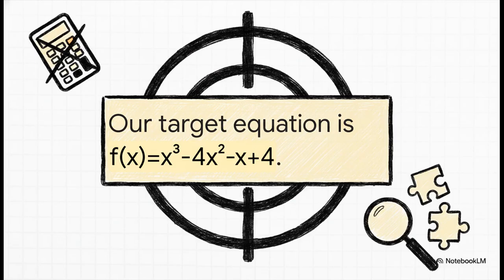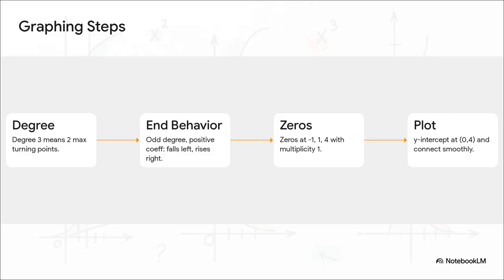It's one thing to look at abstract rules on a checklist, but it is another entirely to apply our toolkit to an actual complex polynomial. So here's our target, f of x equals x cubed minus 4x squared minus x plus 4. Now the crucial point here is, do not panic. Seriously, do not reach for that calculator. We're just going to methodically follow the clues we just learned. Let's walk through our logical steps together.